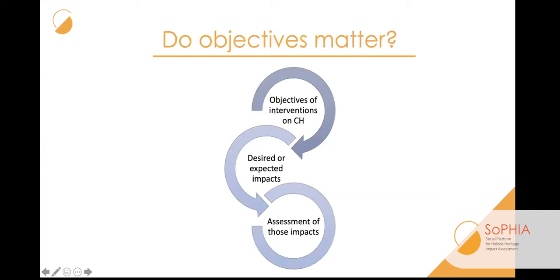What I was stressing is that we believe it is important to define and understand the objectives of each intervention on cultural heritage. Those objectives can be quite diverse, and can sometimes be overlapping or even conflicting. So only having clarified what the objectives are and what the desired or expected impacts are, are we able to come up with a good, coherent assessment of those impacts.